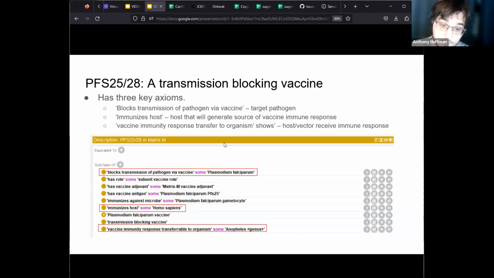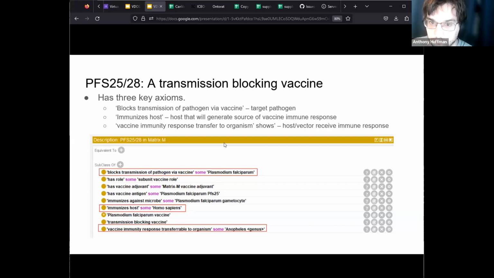From there, we have a third property, which is vaccine immunity response transferable to organisms, some Anopheles. So Anopheles are mosquitoes, and this refers to a specific property where the immune response generated by the vaccine for humans against Plasmodium is taken in by the mosquitoes as a means to inhibit the development of further Plasmodium falciparum within the midgut of the Anopheles mosquito.